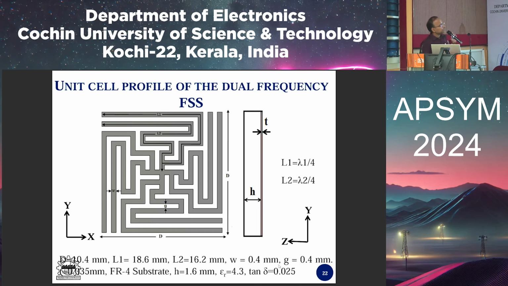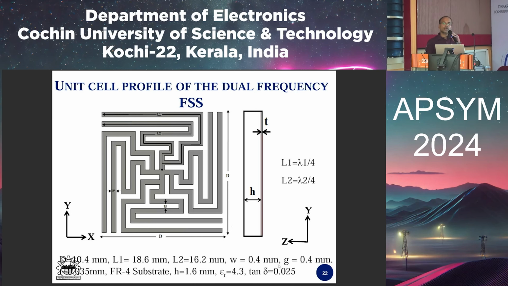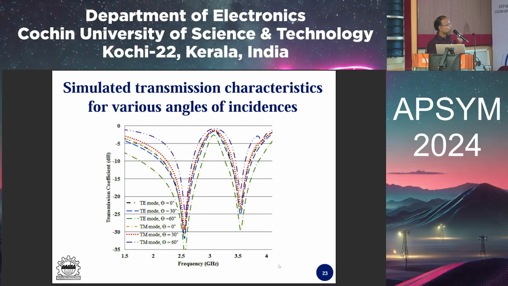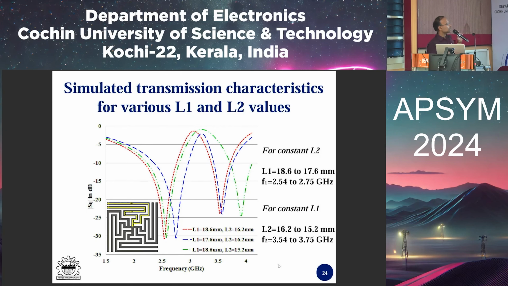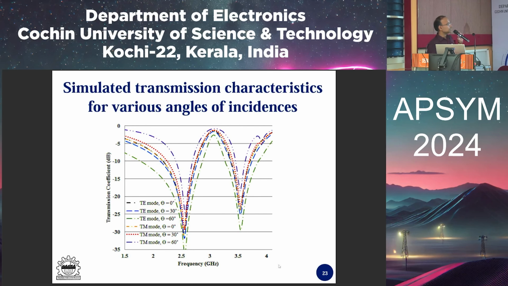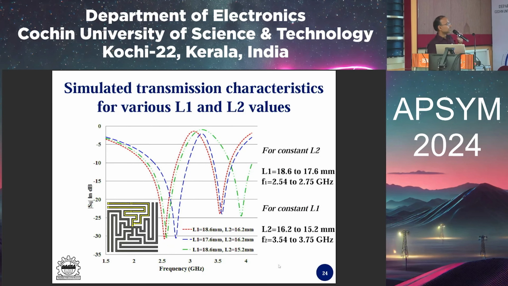So whether the length alone contributes to this frequency selective surface property, definitely I can say not. We have a role played by the substrate thickness as well as the thickness of the material. If it is a conductor, that thickness also plays a very important role in deciding the amount of attenuation provided by the designed FSS. We have tested it for different angles as well as different modes of polarization.